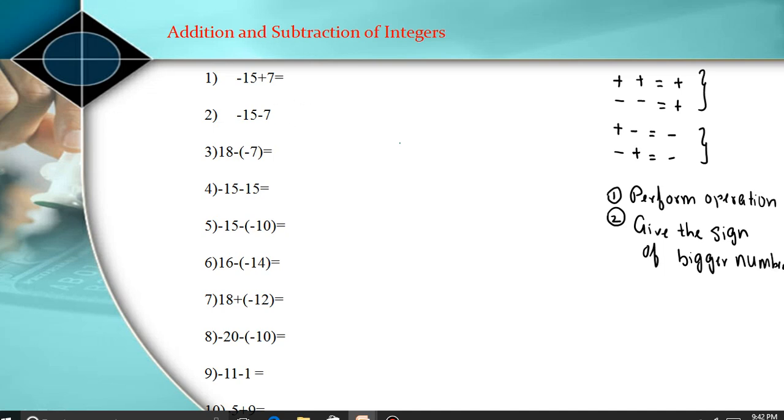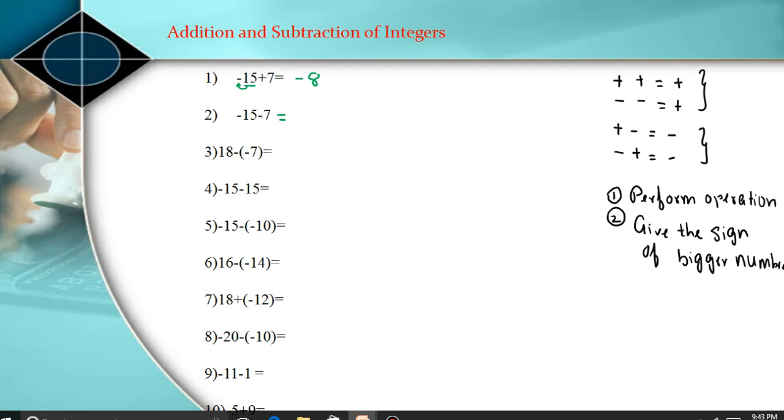We have the question minus 15 plus 7. First of all, perform the operation. Here it is minus and plus, so minus plus becomes minus. So 15 minus 7 is 8. First, you perform the operation. Now give the sign of the bigger number. Which is bigger, 15 or 7? Absolutely 15 is bigger. What is the sign with 15? The sign is present in front of the number. It is minus. So which sign will come here? Minus. I hope it is clear. First perform the operation, then give the sign of the bigger number.